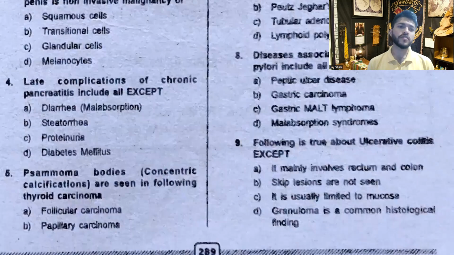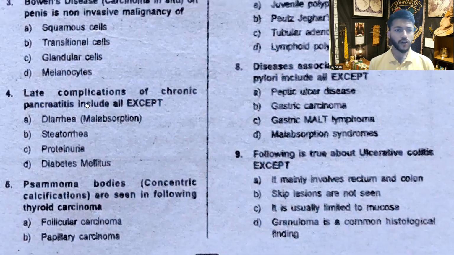Psammoma bodies, which is dystrophic calcification, they are seen in. Now, psammoma bodies, I want you to remember 4 conditions in which psammoma bodies are seen. It's meningioma, serous cystadenocarcinoma of ovary, papillary carcinoma thyroid, and papillary variant of renal cell carcinoma. In all of them, you'll find psammoma bodies. So this question they have asked specifically with respect to thyroid cancer. So thyroid cancer that will show psammoma bodies will be papillary carcinoma.